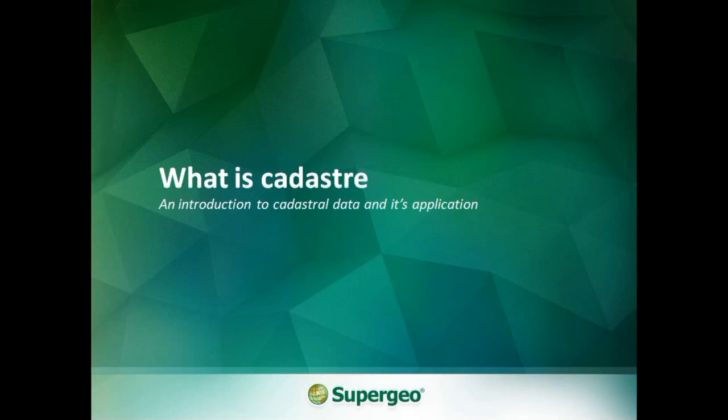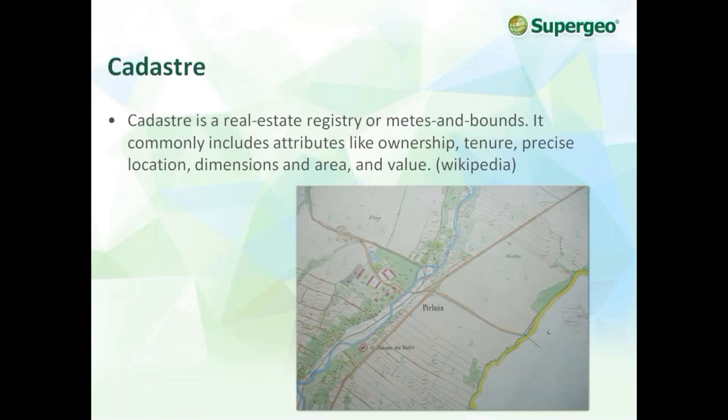So let's first begin with what cadastre is. According to Wikipedia, Cadastre is a real estate registry, and it commonly includes attributes like the ownership, tenure, precise locations, dimensions, area, and values, and so on. So here's an example map of the cadastral data. You can see they are basically composed of a lot of land parcels, and you can imagine that it must be a very huge job to collect and maintain all these land parcels by human resources.